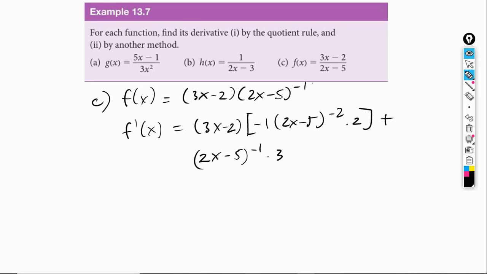Okay, so now we're going to expand this a little bit, organize it, and see what we can do. So this is equal to negative 2 times 3x minus 2 times 2x minus 5 to the power of minus 2 plus 3 times 2x minus 5 to the power of negative 1.